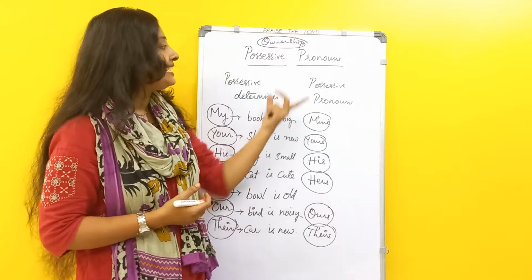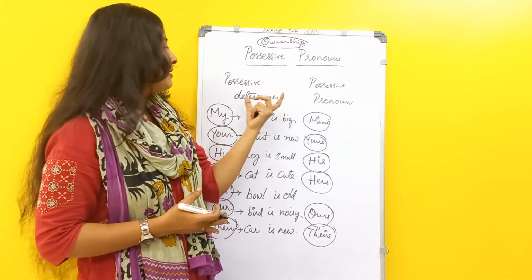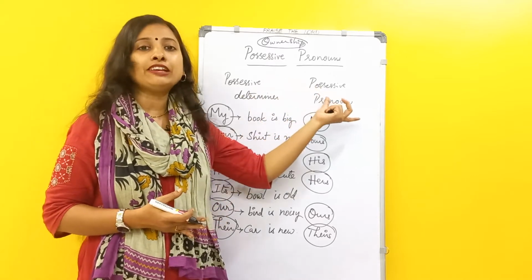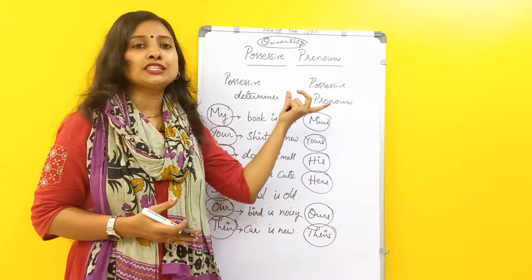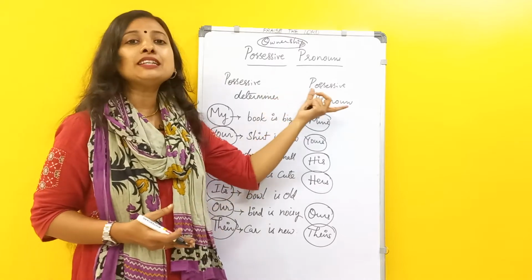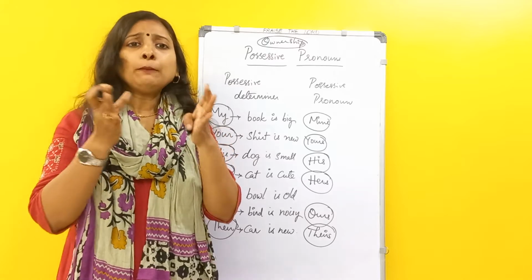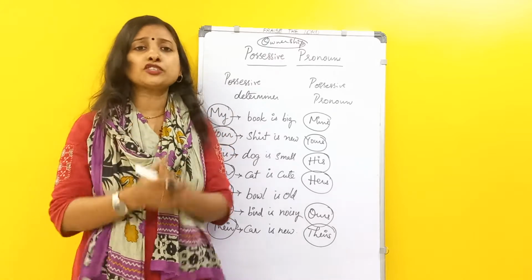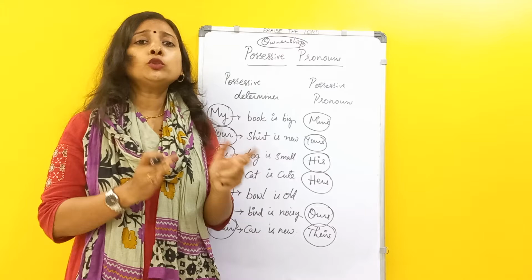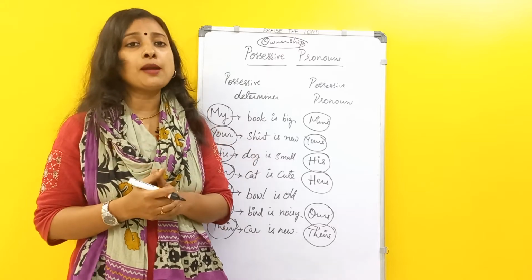Now you can see that I have differentiated possessive determiners and possessive pronouns. I have written two terms, possessive determiners and possessive pronouns. Both of these indicate ownership. Okay, both of them will be indicating ownership.